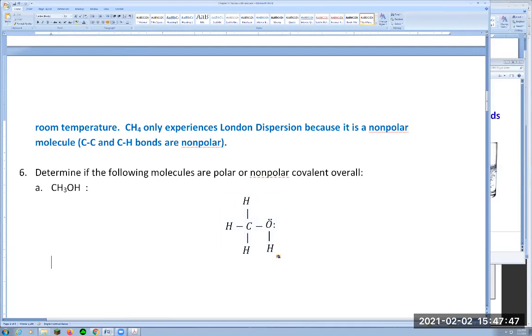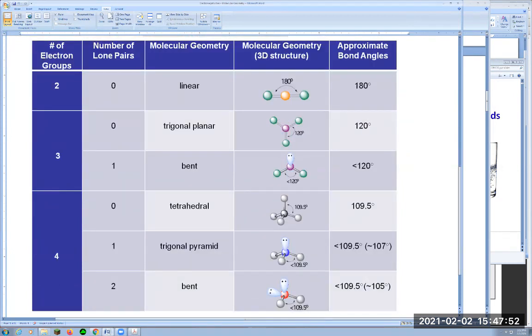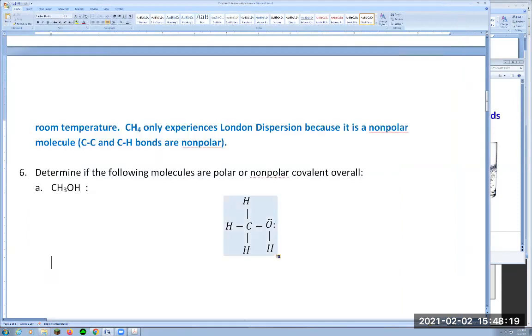So let's look at the table of molecular geometry here. You want to look at the row that says 4 electron groups with 2 lone pairs. So the last row at the bottom of the table, with 4 electron groups and 2 lone pairs, that's a bent shape. And the angle will be less than 109.5. So it's a bent structure for oxygen. Which is nice that this is drawn like this, because it really shows how it's bent.